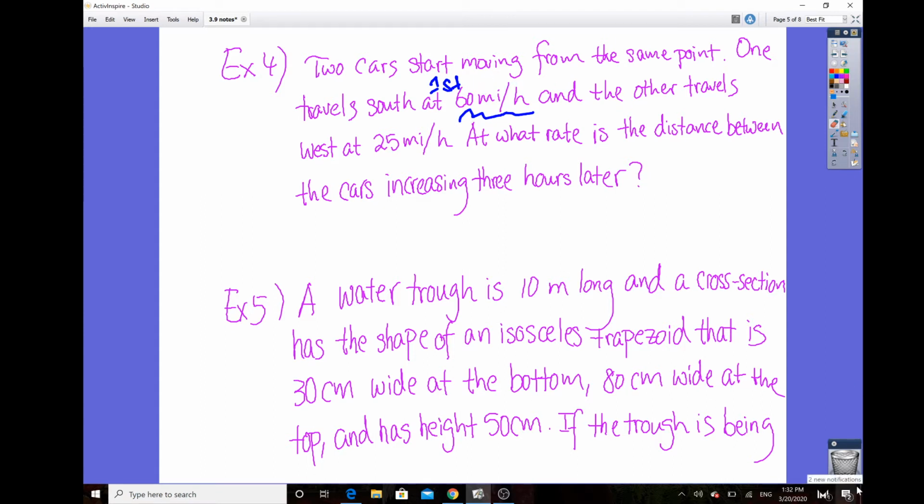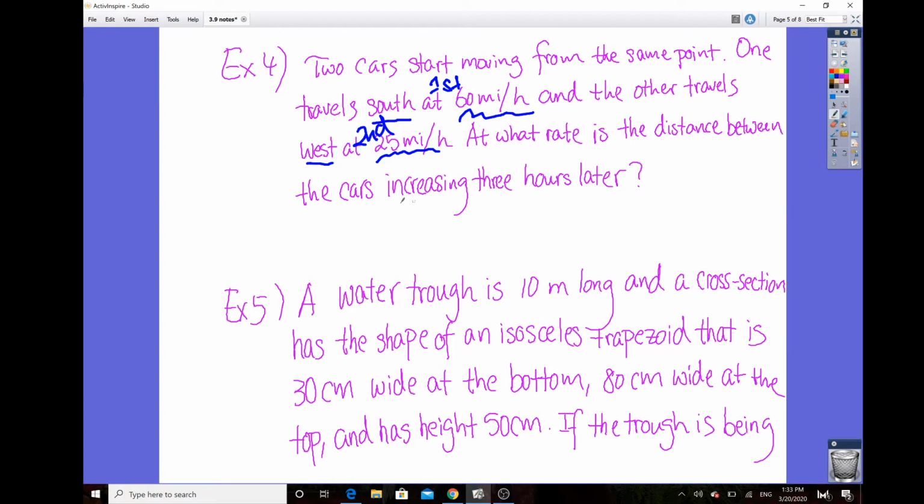And then the other travels west at 25 miles per hour. Now make sure that you highlight the direction as well. So one is south, and the other one is west. And the other car is driving at 25 miles per hour. Okay, so 25 miles per hour. And then at what rate is the distance between these two cars increasing?